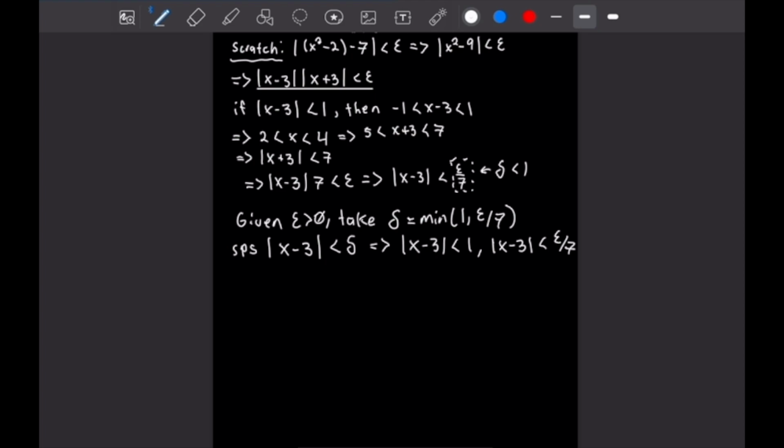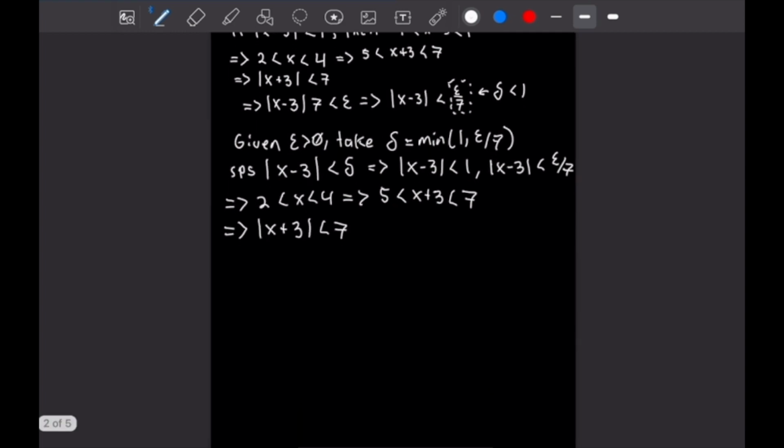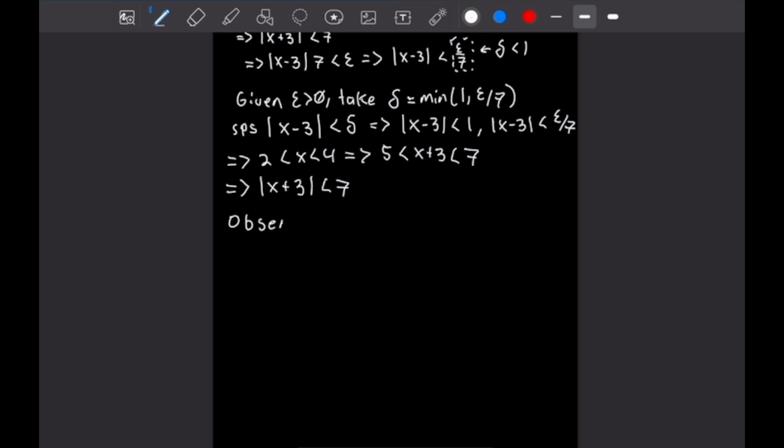But now we want to demonstrate our calculation that we did earlier to get our 7. So we can split up our absolute value there to get 2 is strictly less than x, which is strictly less than 4, which of course implies that 5 is less than x plus 3, which is less than 7. And here we have demonstrated that we can bound our absolute value of x plus 3 above by 7 for our proof here. And then we want to observe our fact that we used when we factored our f of x. So we want to observe that the absolute value of x squared minus 9 is equal to the absolute value of x plus 3 times the absolute value of x minus 3.